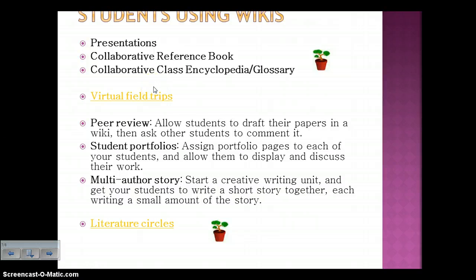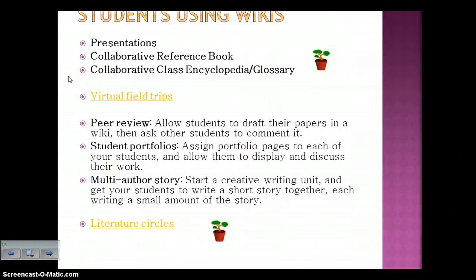So another way for students to use wikis, another form of a presentation. There's a lot of Web 2.0 tools out there. This is just another version. Instead of having them make a regular paper poster board or writing an essay and doing an oral presentation, have them create a wiki. They can collaborate to make a reference book.